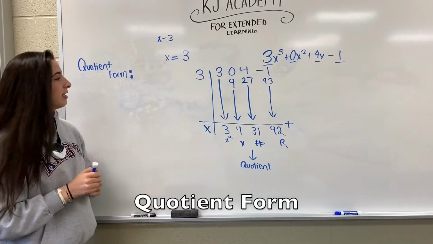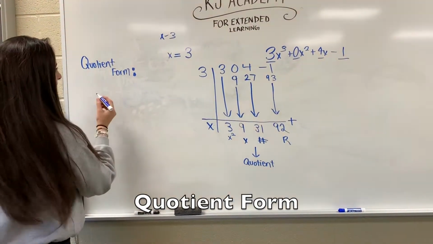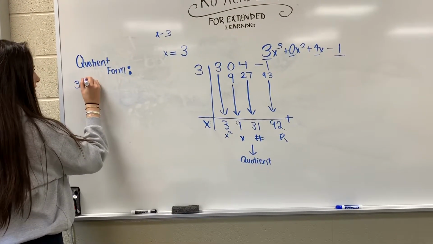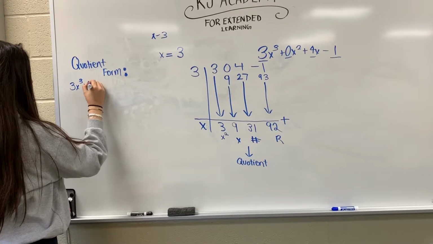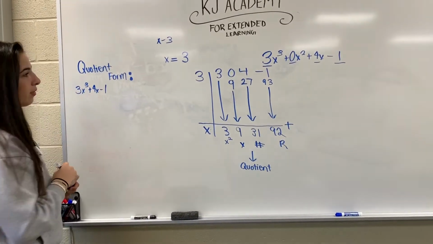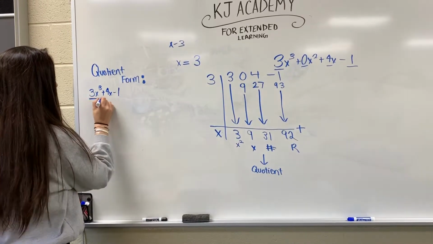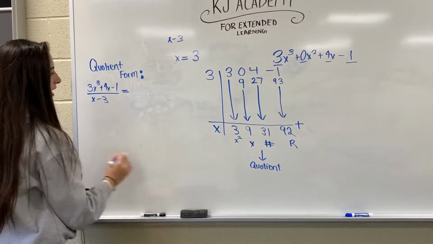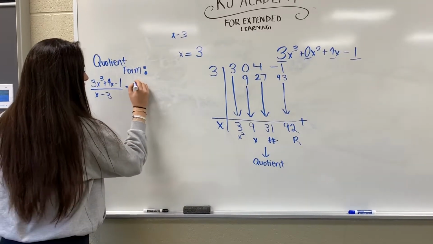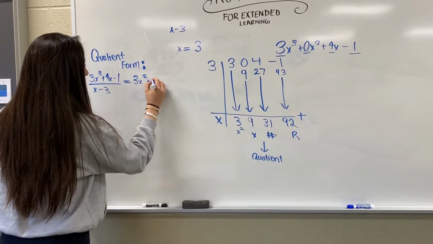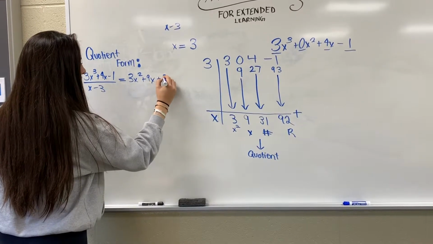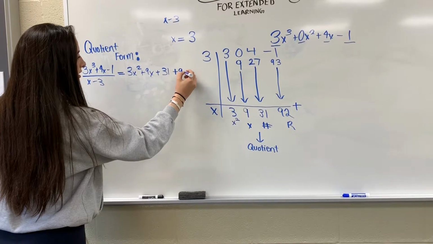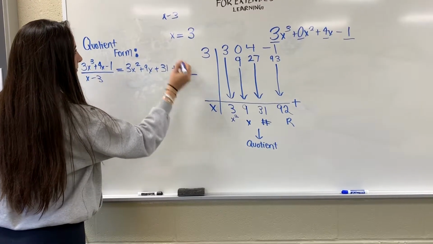The second way of doing this is in quotient form. In this form, we start with our dividend, just like we did in the last one, and forget about the 0. 3x cubed plus 4x minus 1. And we want to divide it by our divisor, which was in the beginning, again, the binomial x minus 3, equals our new quotient, which is 3x squared plus 9x plus 31. And now we don't put a bracket around it, we're going to add the remainder and divide it again by our binomial.